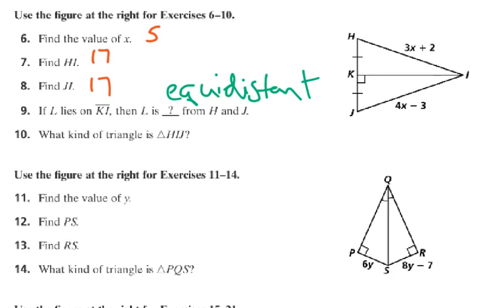What type of triangle is HIJ? And again, because it has two congruent sides, it's an isosceles. So that's going to be our answer.